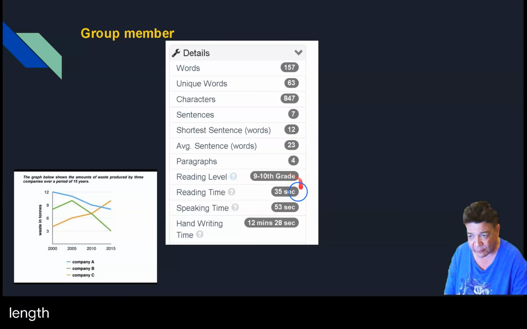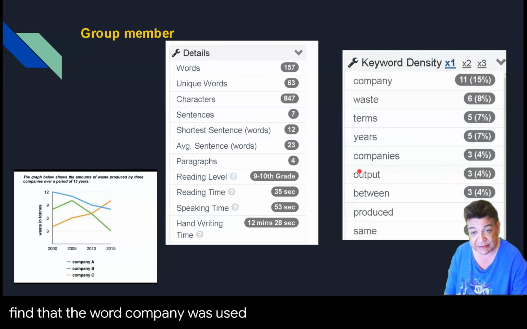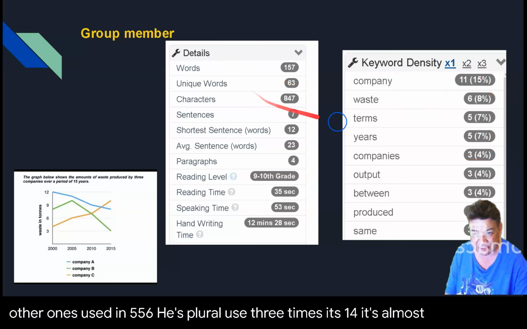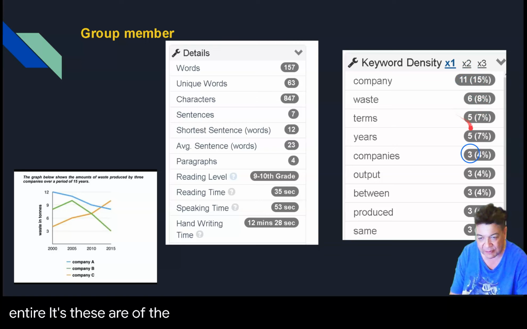All right. What else do we find? We find that the word company was used 11 times out of 157. That's 15% of the whole amount. With these other ones used in 5, 6. Some companies, oh look, here's companies, plural, used 3 times. It's 14. It's almost 10% of the entire, well, these are of the unique words. So, wow, a lot of repetition we're going to see.